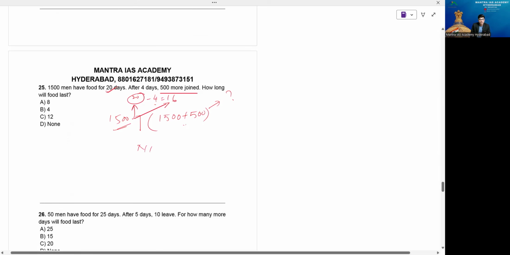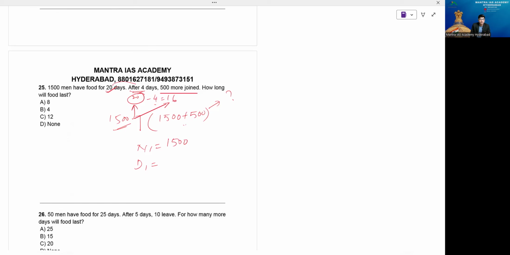But in this case, the consideration is very important. D1 must be subtracted for the days after. 20 days, after 4, this is going to be 20 minus 4 on the left side, which is 16. On the right side, another set of people joined. If they go out, you have to subtract. If they are added, you have to do addition, that is plus 500, and D2 is equal to how many days?